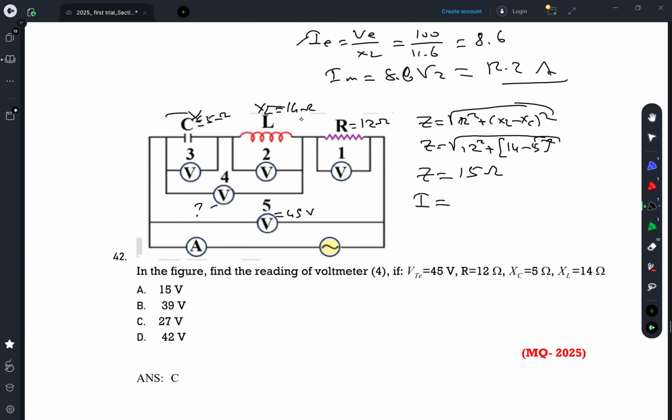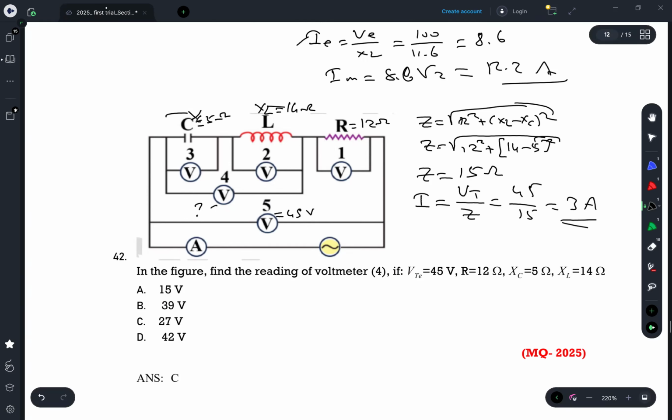In a series circuit, we know the electric current is the same for all devices. That's why we need to calculate it. We take the total potential difference over the total impedance. Total potential difference 45 divided by 15 is equal to 3 ampere.